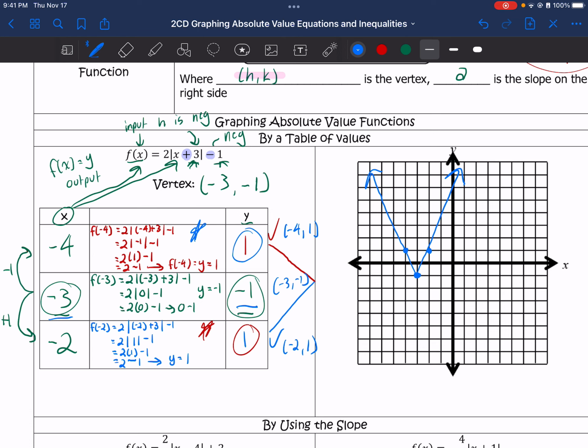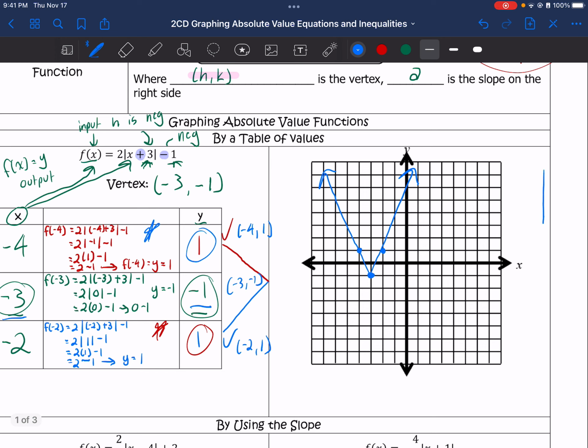Now, we've emphasized that absolute values have to be positive. And in our parent graph, this is a drawing of our parent graph once again. We see that our absolute value, all our outputs, all our y values are above the x-axis. But why in this graph are we going in the negative direction? Why do we have a point here underneath the x-axis?